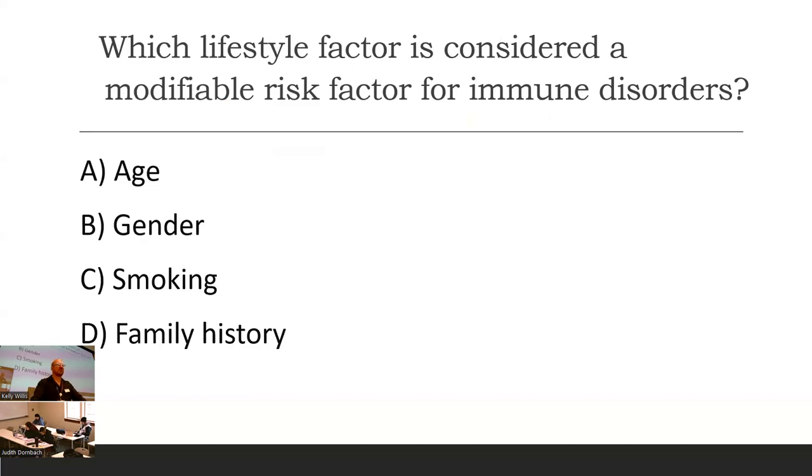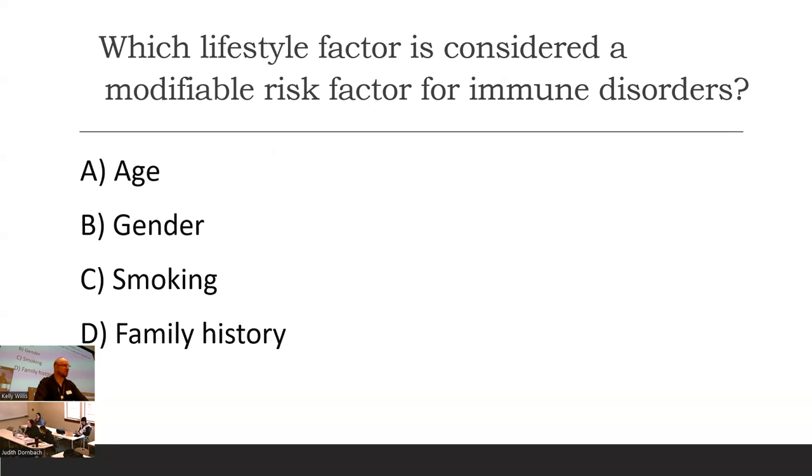Which lifestyle factor is considered a modifiable risk factor for immune disorders? Age, gender, smoking, family history. Anybody think age? Because we can't really modify our age yet. I mean, one day we may be able to. Can you just stop counting your birthdays? There we go. That's a good idea.